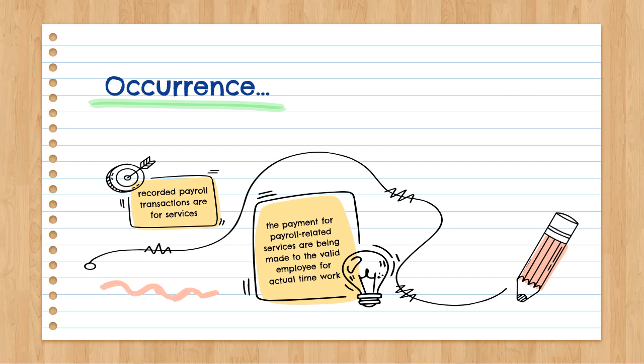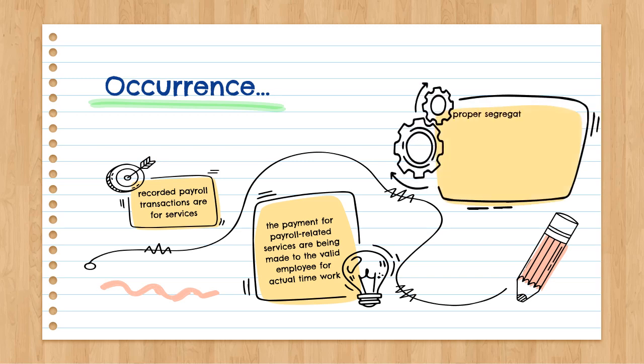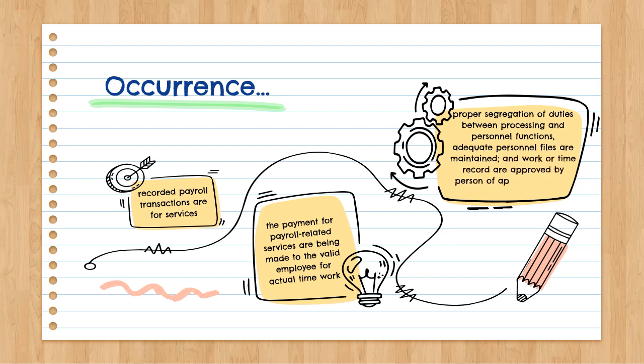Besides that, there must be proper segregation of duty between processing and personnel functions. Adequate personnel files are maintained, and work or time records are approved by a person of appropriate level.